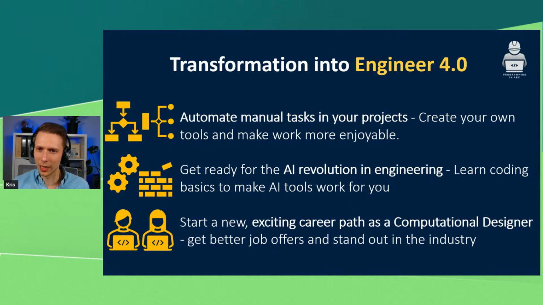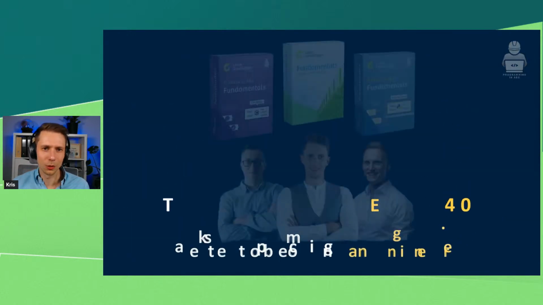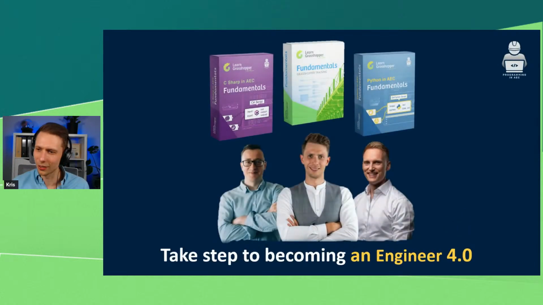So that's why, together with these two handsome gentlemen, Martin on the left and Sverre on the right, we have created this training program which consists of 3 trainings. I'm responsible for Grasshopper, Martin is responsible for C#, and Sverre, whose presentation you saw today, is responsible for Python in Grasshopper Foundations.